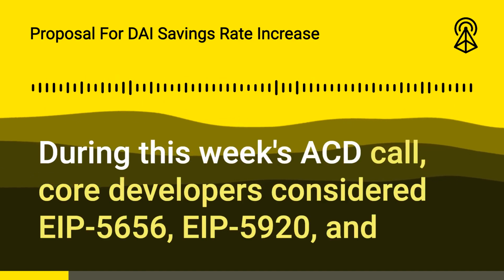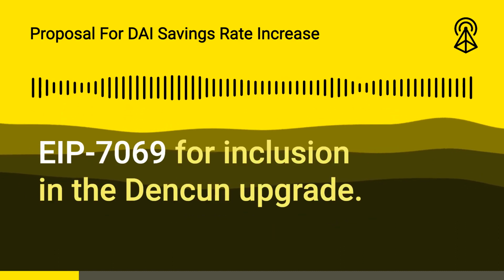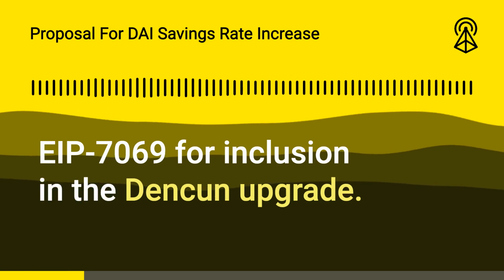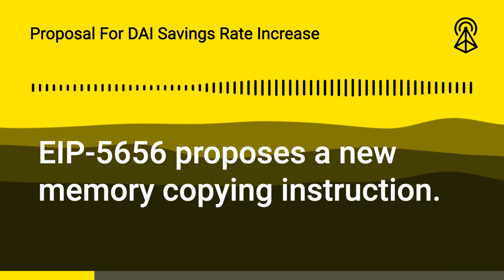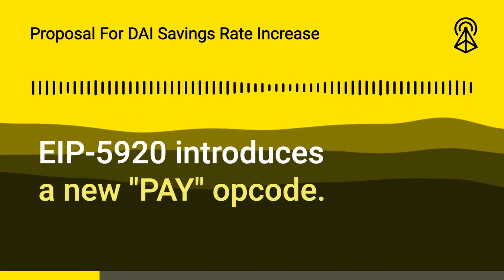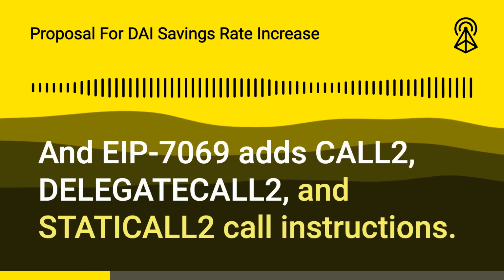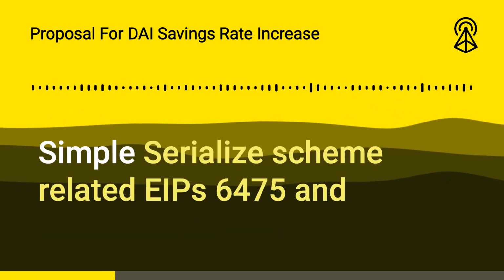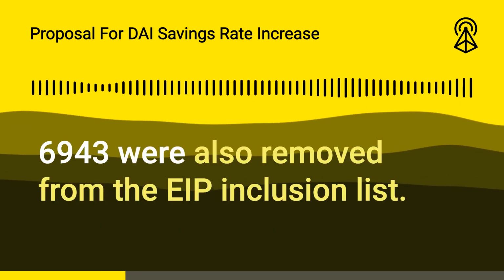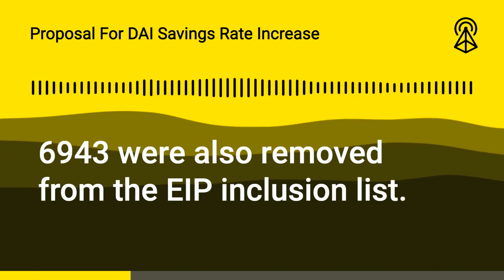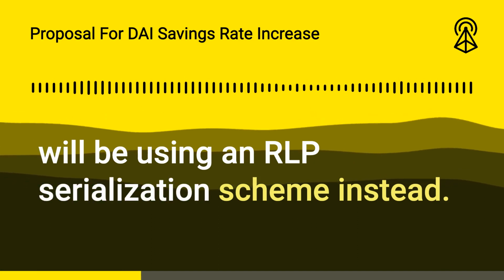During this week's Awkward Devs call, core developers considered EIP 5656, EIP 5920, and EIP 7069 for inclusion in the Dencun upgrade. EIP 5656 proposes a new memory copying instruction. EIP 5920 introduces a new pay opcode, and EIP 7069 adds call to, delegate call to, and static call to call instructions. Simple serialized scheme-related EIPs 6475 and 6943 were also removed from the EIP inclusion list. The EIPs are no longer needed since developers will be using an RLP serialization scheme instead.